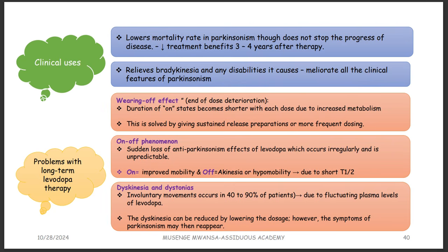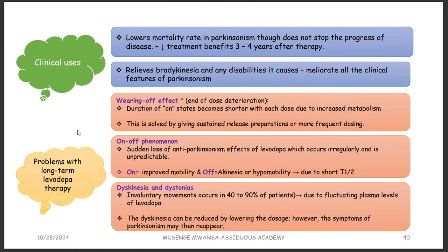If you give the dose, fine. Give another dose, the duration of action becomes shorter. Another dose, shorter because of the breakdown. And this is solved by giving sustained release preparation or more frequent dosing. You continue to give more and more doses. Okay.